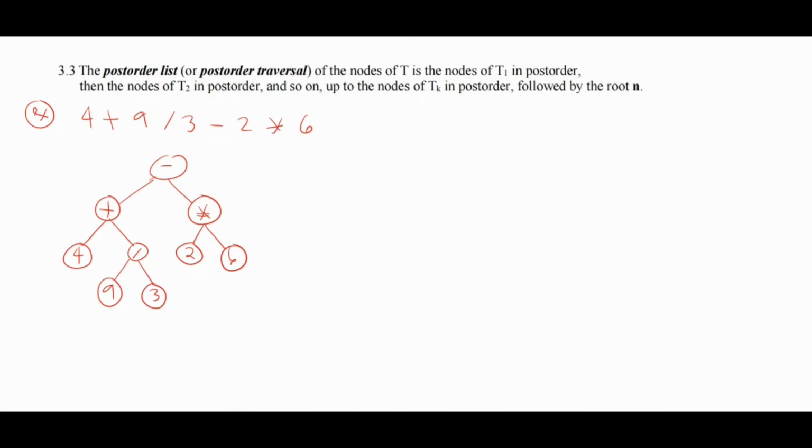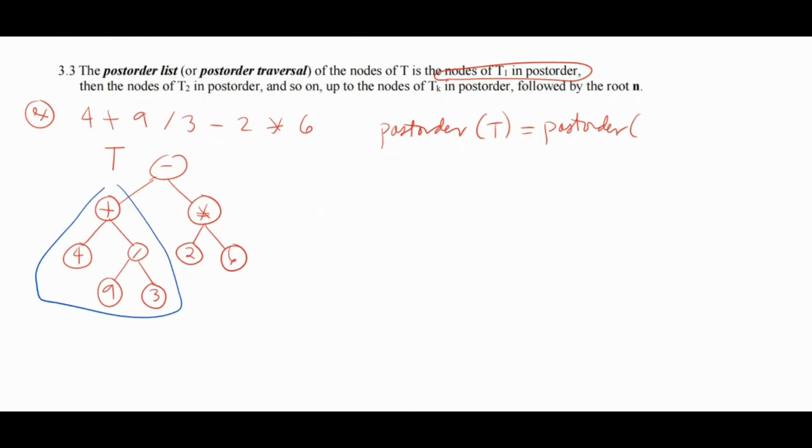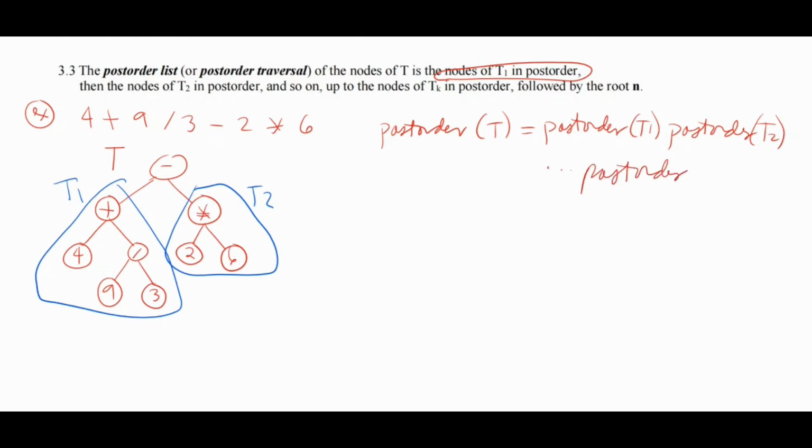For the post-order list of all the nodes of the given tree, say this is again our tree. As we do post-order traversal of the mathematical tree, this is simply defined as the post-order of T is equal to the nodes of T1 in post-order. What is T1 in here? Okay, this is our T1 and this is our T2. Let's use again the root of the subtree instead of the subtree name. So post-order T1, followed by the post-order of T2, up to the post-order of Tk. And then lastly, you list the root. Okay, so that is the definition for post-order list in general.